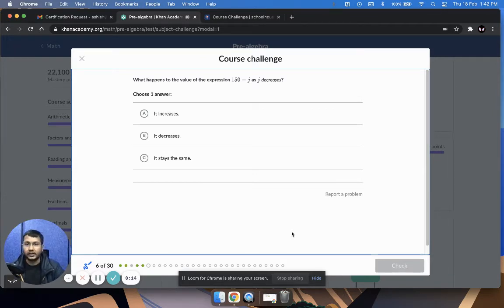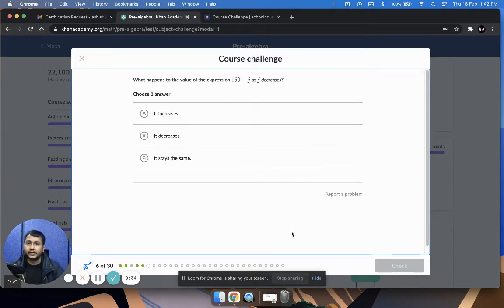What happens to the value of the expression 150 minus j as j decreases? Okay, good one. So I'm going to take some examples here. 150 minus j. Suppose j is 100. We have 150 minus 100. We get 50. Suppose we decrease j. Suppose we move j from 100 to 50. 150 minus 50 will give me 100. Oh, the final value actually increased.